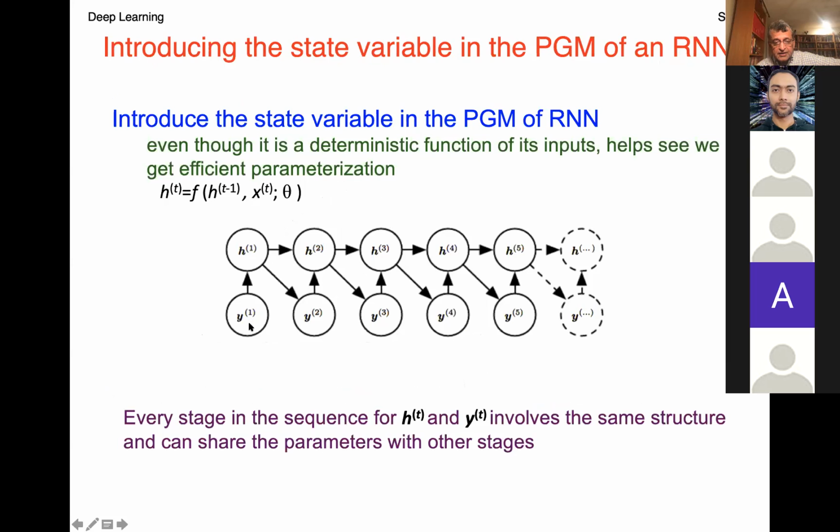We saw these things. Y1 at one time step is influencing the hidden node here, and then the hidden node is influencing Y2. These Y's are the outputs, not the inputs. So the output is influencing the H, and the previous H is influencing this output as well as this one. So you have introduced stages, and even though it is a deterministic function of inputs, we get efficient parameterization over here. Then the output is what causes the next hidden value. Every stage in the sequence for Ht and Yt involves the same structure and can share parameters with other stages. So this dependency is an interesting one: the outputs are influencing the state, and the state influences the next output.